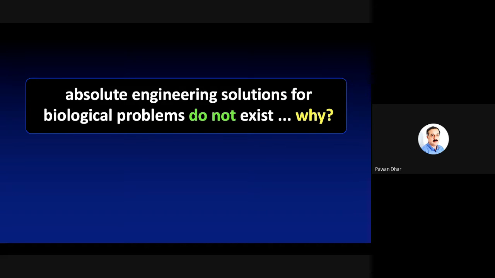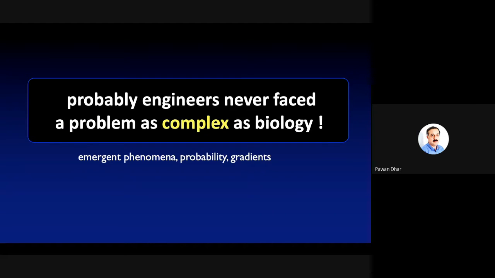Absolute engineering solutions do not exist for biology because probably engineers did not have an opportunity to encounter a problem as complex as biology. This is not to downplay the contribution of engineers, because if you look at Boeing's 747 aeroplane, it has 7 million parts and hundreds of kilometers of wires. It's a mega complex structure, flying in the sky. But we are talking of an E. coli, which is more complex than a Boeing aeroplane.